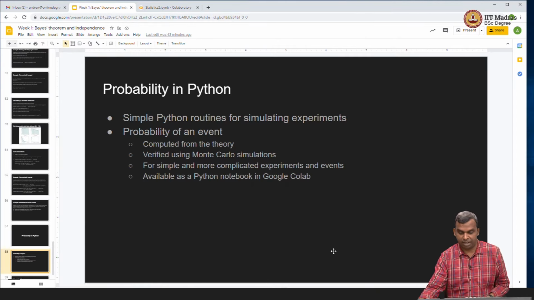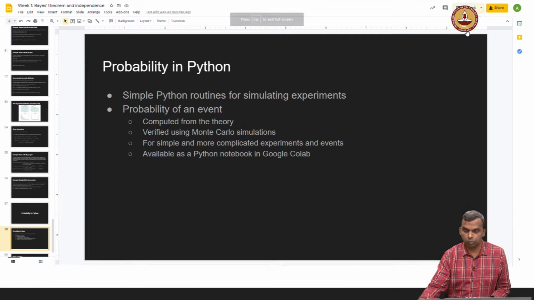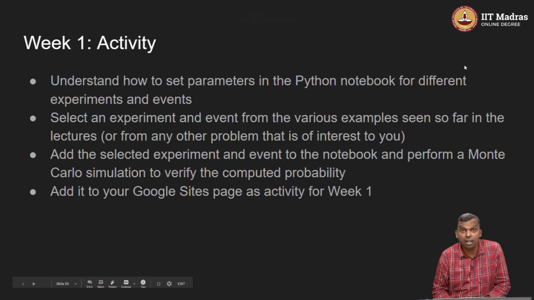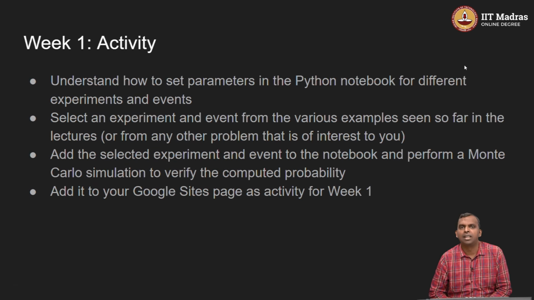What is this activity? Let's see. This is the activity for week 1. There's only one activity for week 1, but hopefully it's complicated enough that it will take you some time. You remember the week 0 activity where you created a Google Sites page for this course, pulled a data set, described it and gave a link to it. Hopefully you did that. Now you have an activity for week 1.